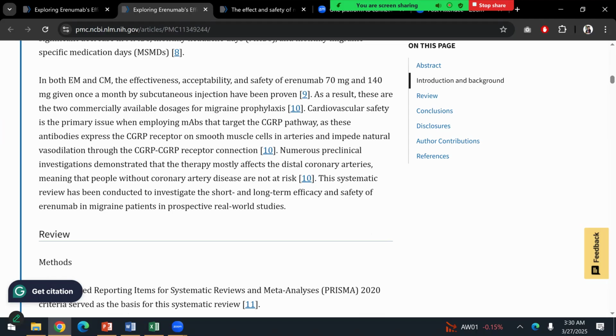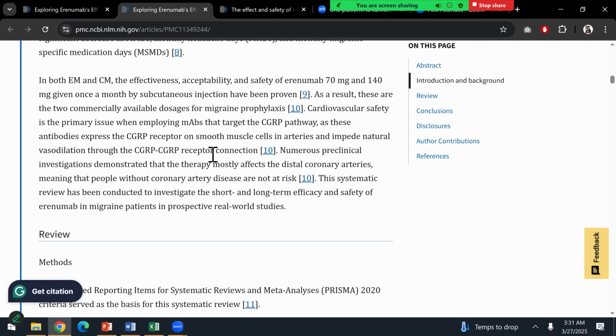So this systematic review is conducted to investigate short and long-term efficacy of the specific drug in the specific disease. You can detail it a little bit about why you are studying this topic, and why you included certain studies, or what is your main goal, or what gaps you noticed and you are doing this. So this is the introduction section.